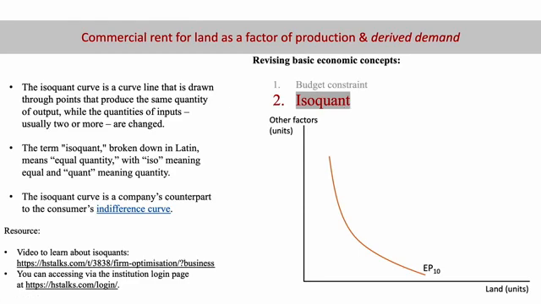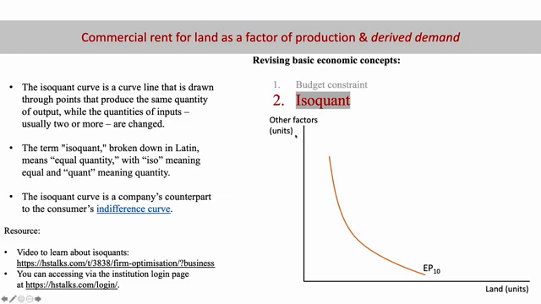Those of you who understand basic economics know that the isoquant curve is the firm's counterpart to the consumer's or household's indifference curve. So it is more like an indifference curve, but not for the household or the consumer, but for a firm or a company. It is a convex, downward sloping curve which connects all the points at which the same quantity of output is generated, while the quantities of input change.